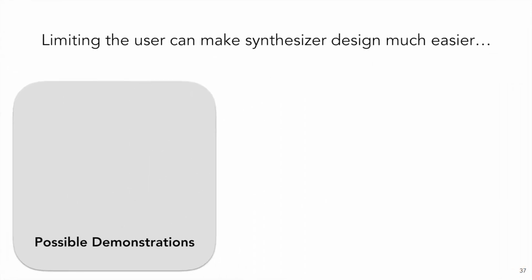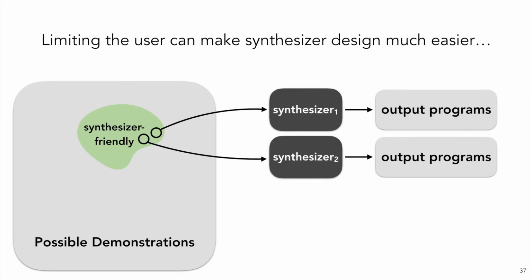So basically, in the space of possible demonstrations, there are going to be some things that are synthesizer friendly. And for those, we already know how to write a synthesizer that is going to produce the set of output programs that we want from a particular class of synthesizer friendly demonstrations. And for anything outside of that space, we just don't know how to write the synthesizer or the compiler that converts those demonstrations into the output programs we want.